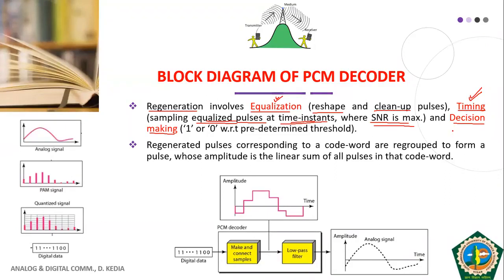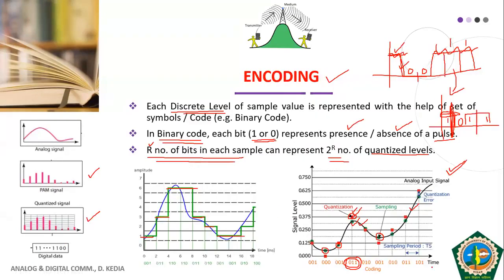After I have detected my pulse, I make a decision whether the detected pulse is taken as 1 or 0. For that, I fix a threshold. If my voltage value is more than the threshold, I'll take that as 1. If the detected voltage value is less than the threshold, I'll take that as 0. So that is your decision making. My regeneration involves three things: equalization, timing, and decision making, that help me in regenerating my transmitted signal back. Regeneration gives me these 0s and 1s continuously.